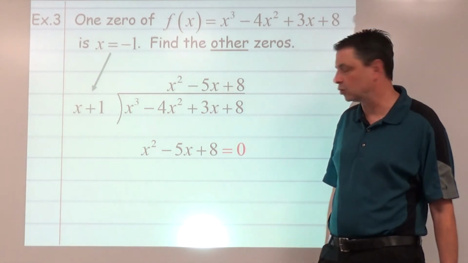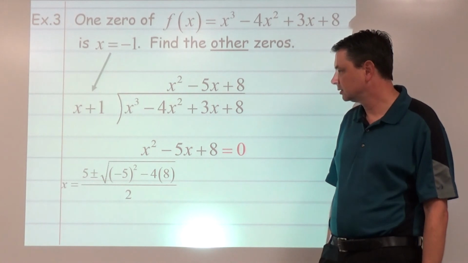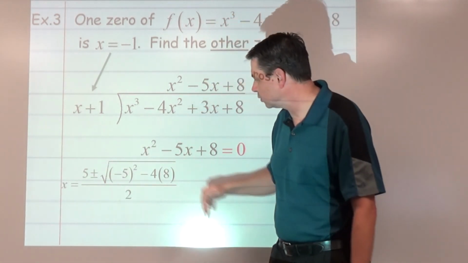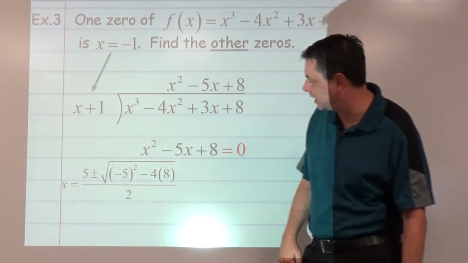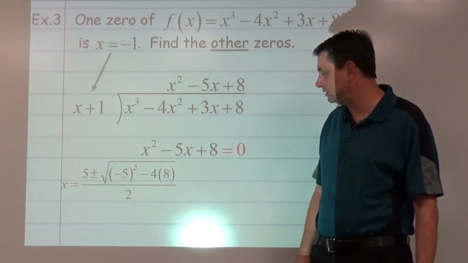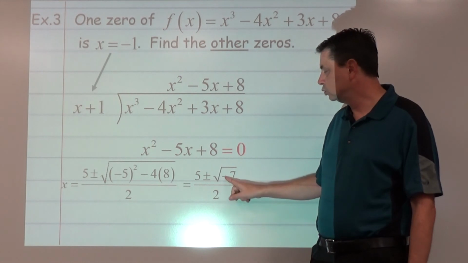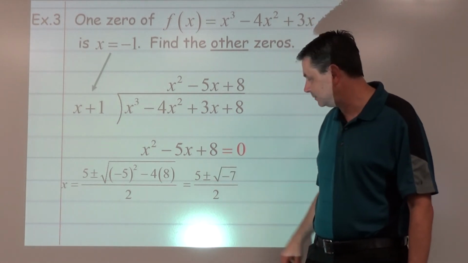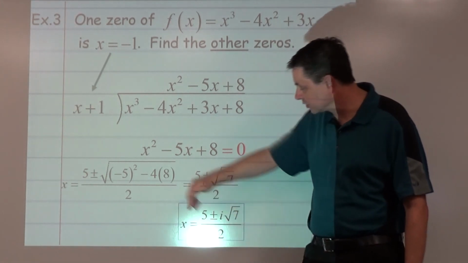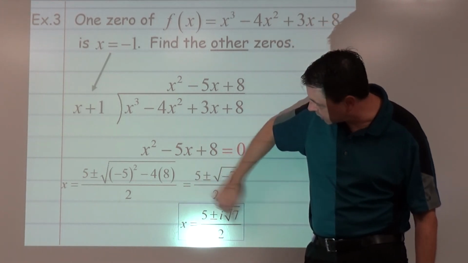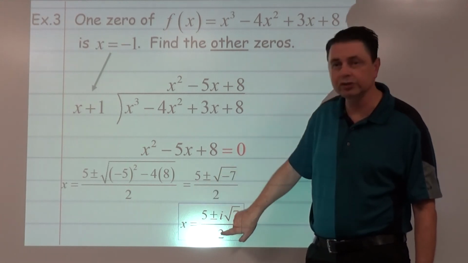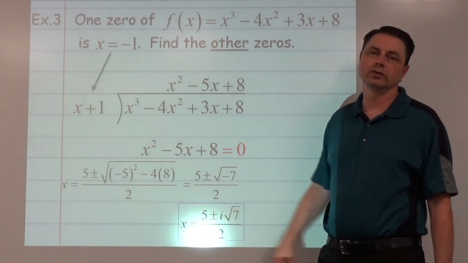Let's see what happens with the quadratic formula here. Opposite of b, plus or minus. We're going to get inside 25 minus 32, negative 7. Square root of a negative, we know that means out comes i. So our zeros are x equals the fraction 5 plus or minus i root 7 all over 2. Those are the other zeros.